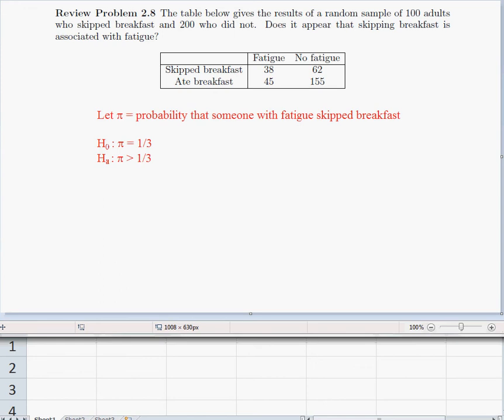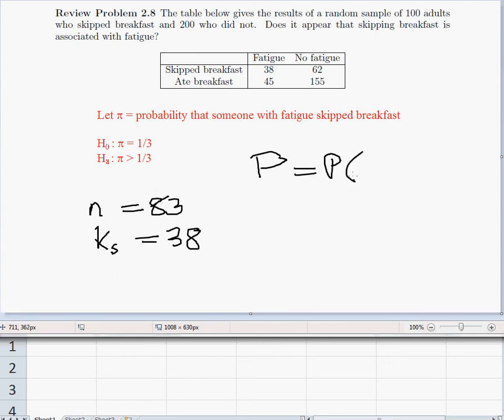Okay, so to do this problem, we're going to use the binomial exact test. We notice that there are 83 trials. And our test statistic, in this case, is 38. There are 38 people of these 83 that skipped breakfast. And so our p-value will be the probability of seeing a test statistic this large or larger. And that'll be 1 minus the probability that k is less than or equal to 37.